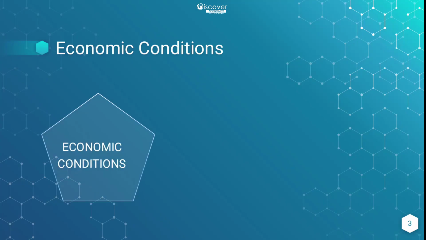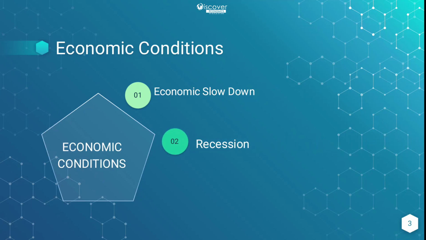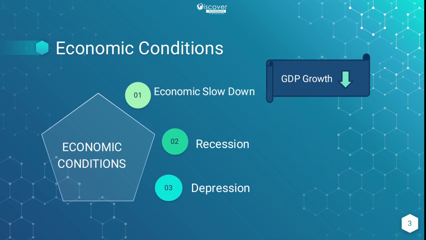Let's discuss the economic conditions that we have been stating in the last diagram. We do hear about economic slowdown, recession, and depression. Now let's see what these three things are. The economic slowdown happens when our GDP growth, meaning gross domestic product growth, slows down. It is less for 1, 2, 3, 4 years. So we will call it economic slowdown.